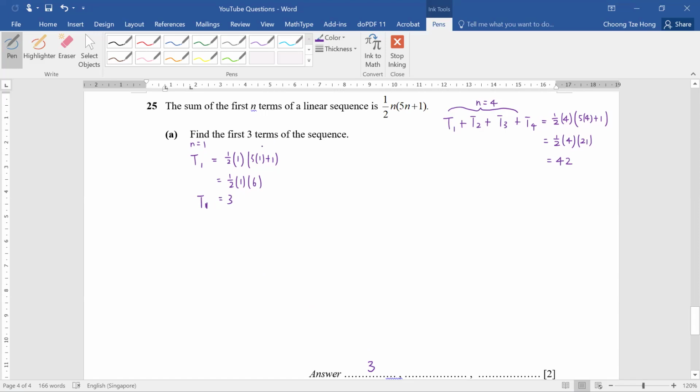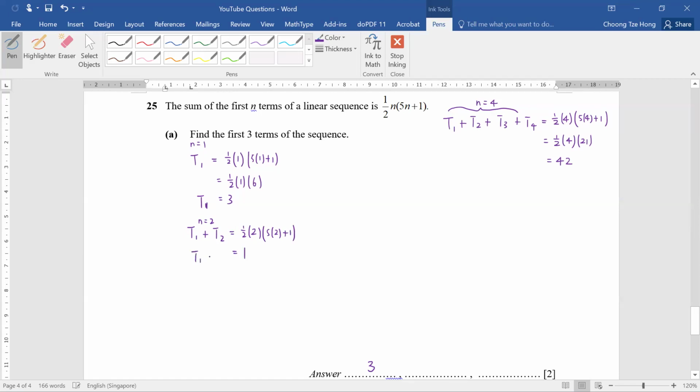Let's think about how we can find the second and the third term. This formula only allows us to find the sum of the first n terms. So if we want to find the second term, we will need to find the sum of the first two terms first. When we are summing up the first two terms, n will be equal to 2. So we substitute n equals 2 into the formula: half times 2 times 5 times 2 plus 1. Half times 2 is 1, and 5 times 2 plus 1 gives us 11.